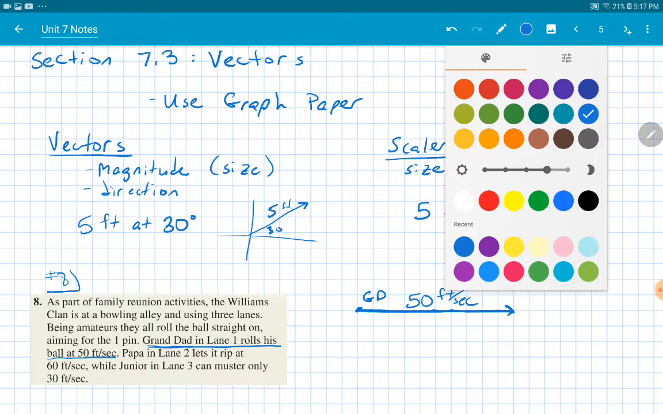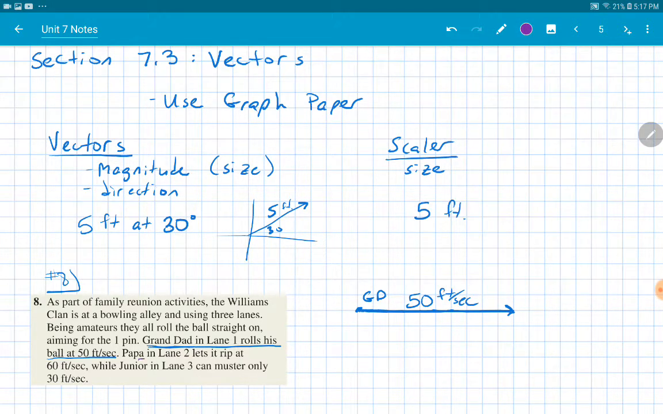And Papa, let's see, Papa's in lane 2 and gets 60 feet per second. But it's in the same direction because they're going parallel to each other. So Papa would be over here. Doesn't matter about the location, actually. What matters is the direction. And he gets 60. So he's got his 50 plus another 10, which makes his vector look like this. Here's Papa at 60 feet per second.